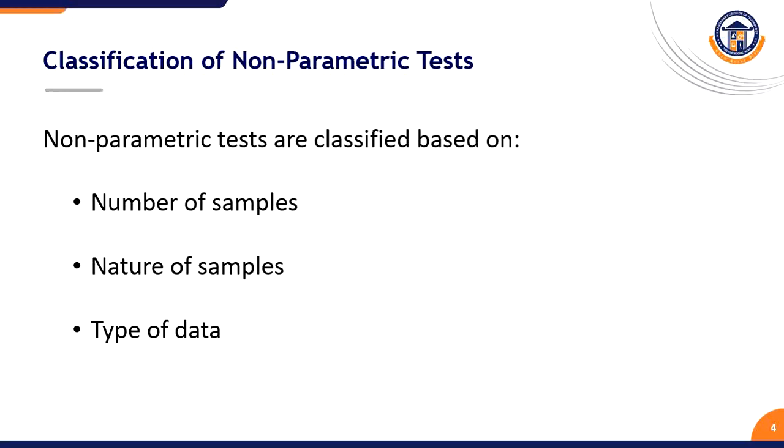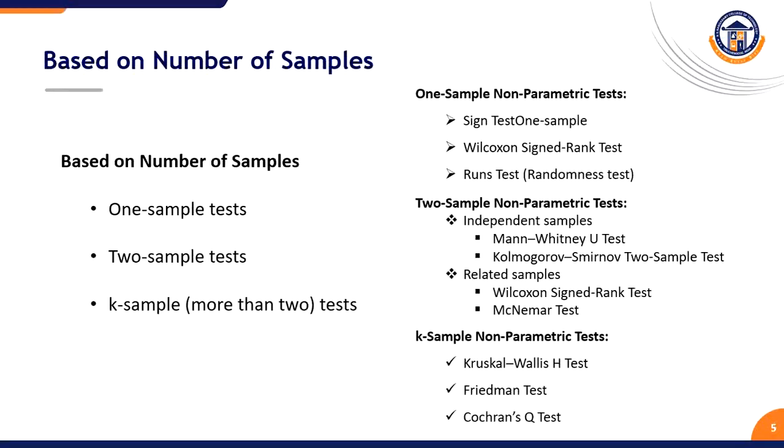Classification of non-parametric tests. Non-parametric tests are classified based on the following sample positions: number of samples, nature of samples, types of data. Next, based on number of samples, it is classified as one sample tests, two sample tests, and K sample tests, that means more than two sample tests.